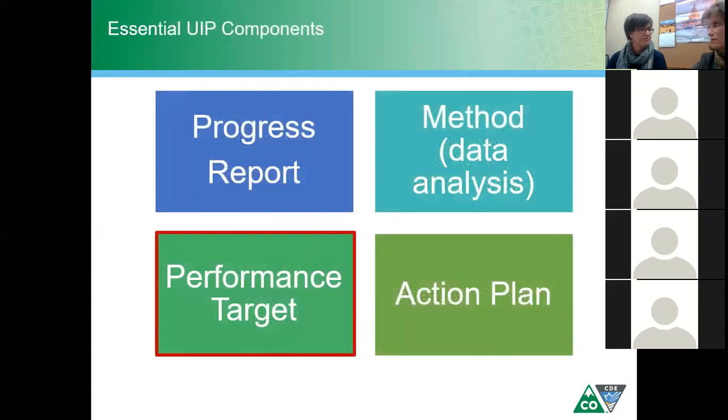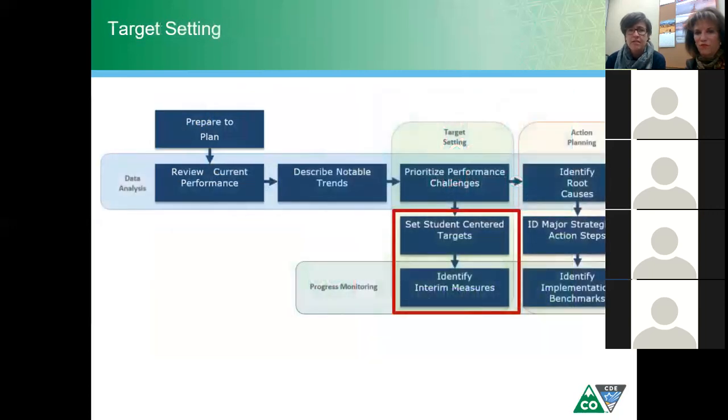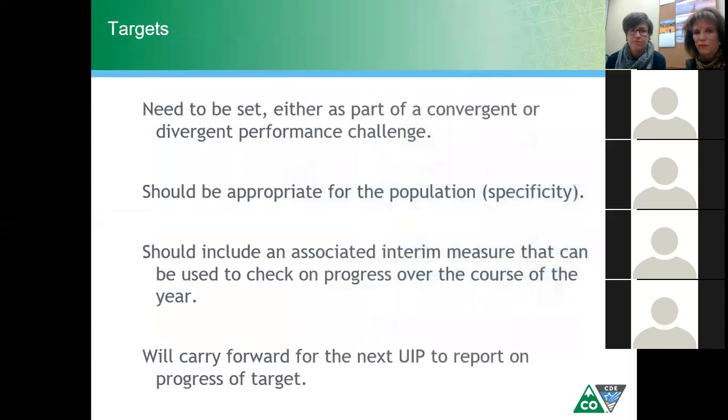All right, on we go. Target setting. This hopefully is the most straightforward. Well, yeah. Again, I didn't say it was easy. It is hopefully the most straightforward. So again, we want to ensure that targets are set in alignment with those prioritized performance challenges. So they do need to be explicitly set, whether it's part of a convergent priority performance challenge or divergent. You want to make sure that the performance expectations are clearly articulated. And I think the other big thing is making sure what is the interim measure that you're going to be looking at to know that that's happening.